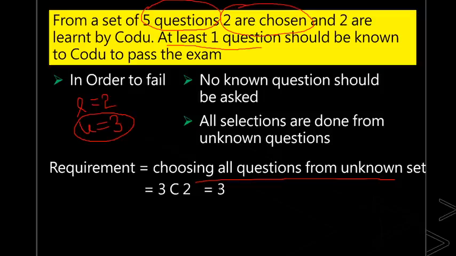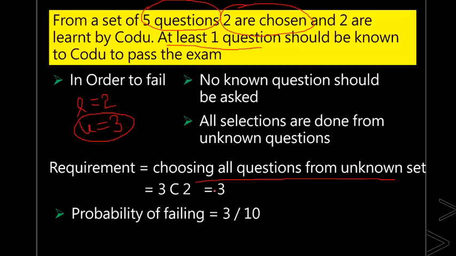So what is this 3? 3 is the number of ways for failing the exam. 3 is nothing but number of ways for failing the exam. Okay. So if 3 is number of ways for failing the exam, what is the probability of failing? 3 by 10. So from the probability of failing, how can we calculate probability of passing?